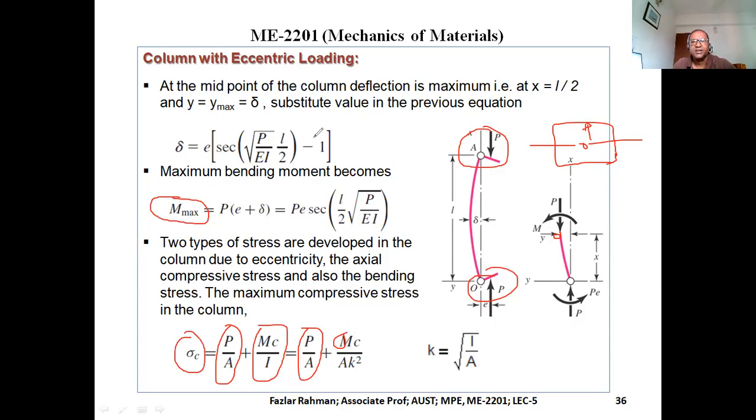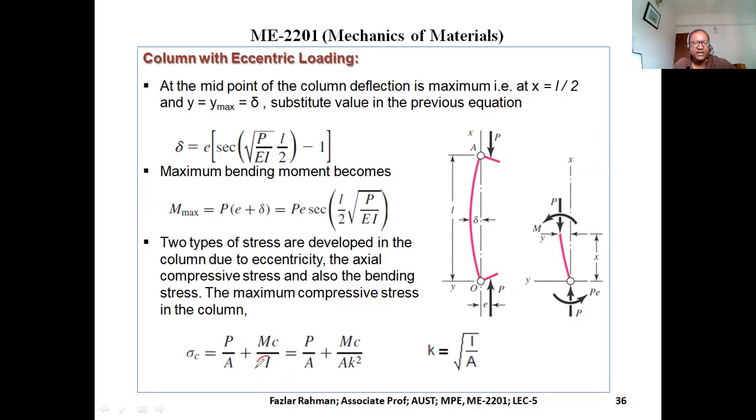Another thing is that this I we can replace from here: I equals K square into A, from this equation. That we put over here, I equals A K square. And we have a specific reason, because M equals P E into delta, or this value. So if we bring P over here, and in the bottom we already have A, then P by A we can take common. So let's go to the next slide.